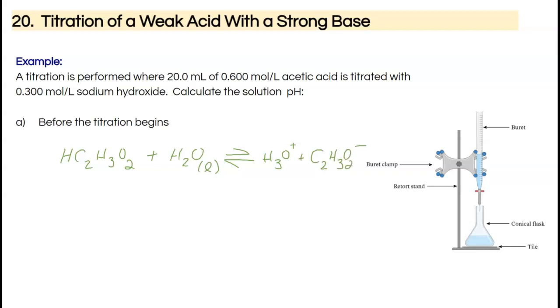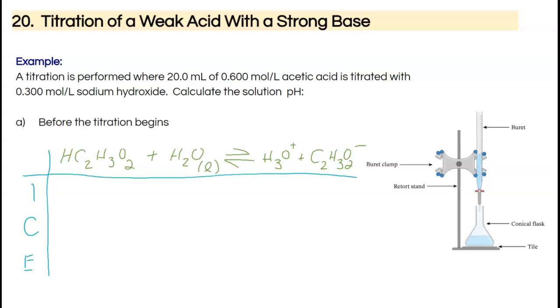Okay, and so constructing my ICE box is going to look like this. I want to know my initial concentration in moles per liter, my change in concentration in moles per liter, and then finally my equilibrium concentrations. And some of these are going to be expressions.